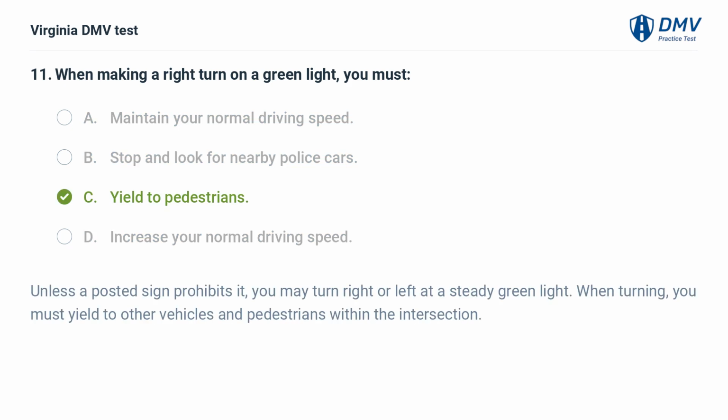C. Yield to pedestrians. Unless a posted sign prohibits it, you may turn right or left at a steady green light. When turning, you must yield to other vehicles and pedestrians within the intersection.